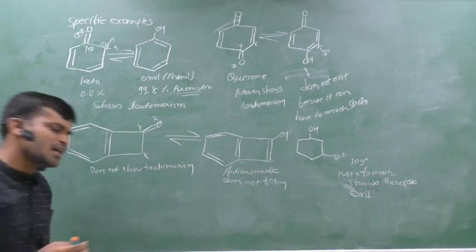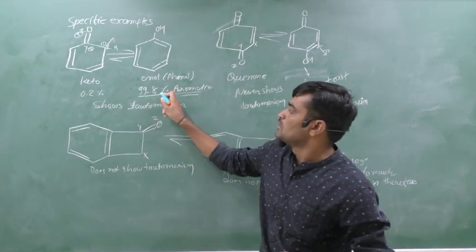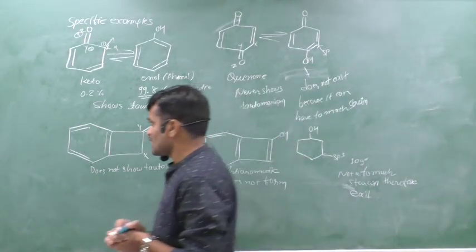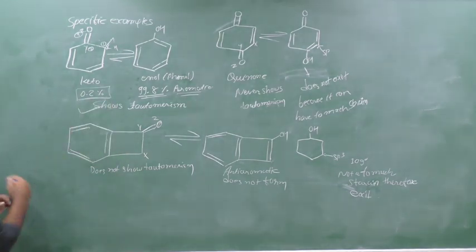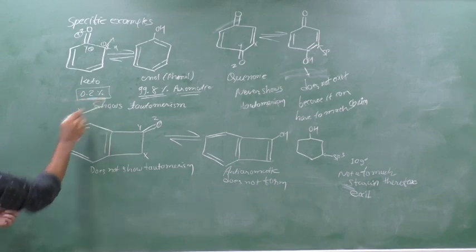This compound is very stable. Therefore, the amount of this enol form is near about 99.8%. It means that this compound shows tautomerism. Yes, it is in a very small amount in the equilibrium mixture, but this compound exists in 0.2%.